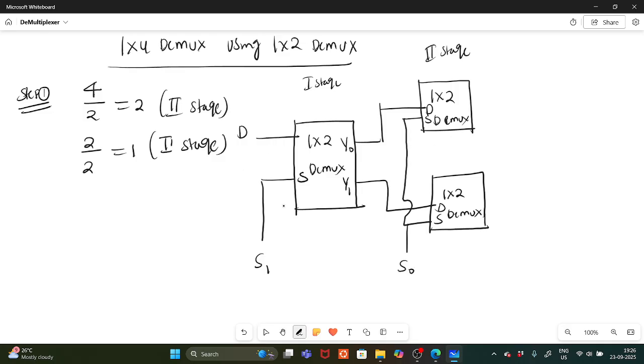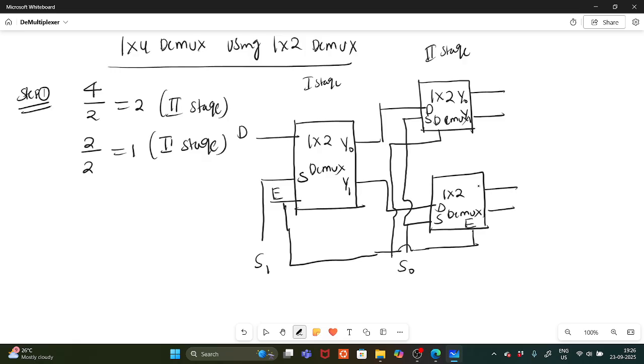Okay. Enable pin is common. So here, this is the enable pin. Enable pin is common for these two muxes. Okay. Here you can give one enable pin, and next you can give this common enable pin. Okay, so how many outputs are there? Y0, Y1, two outputs, and this is also Y0, Y1. These are the outputs of the 1 cross 2 DeMux. So here you'll get four outputs, Y0, Y1, Y2 and Y3. Like this you can implement.